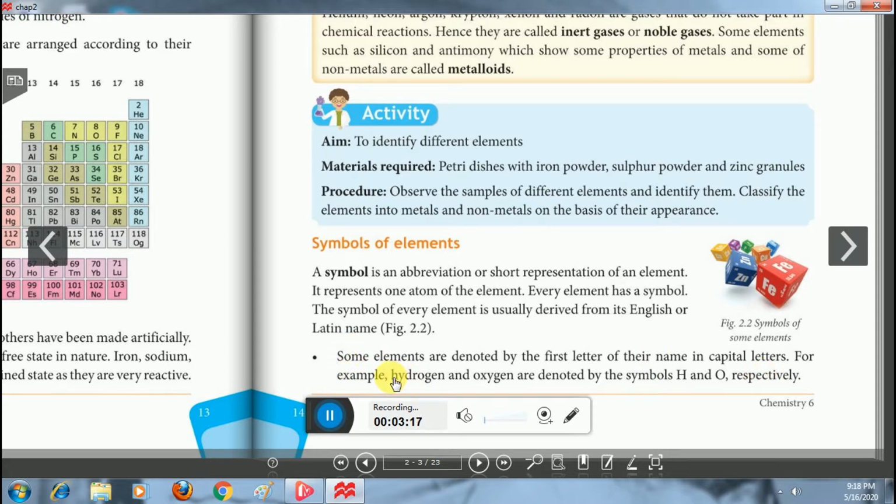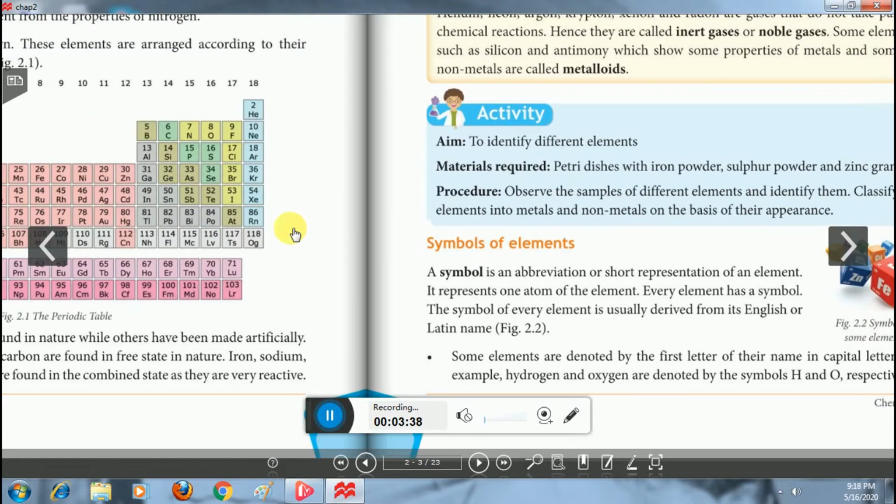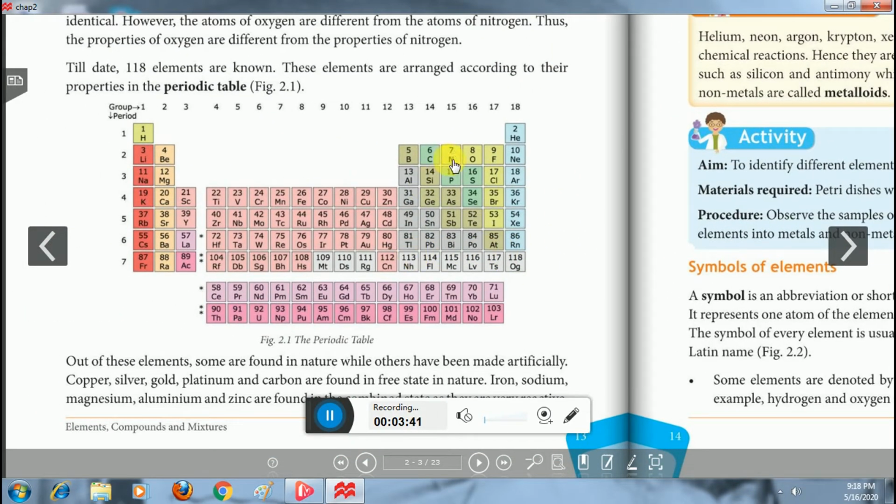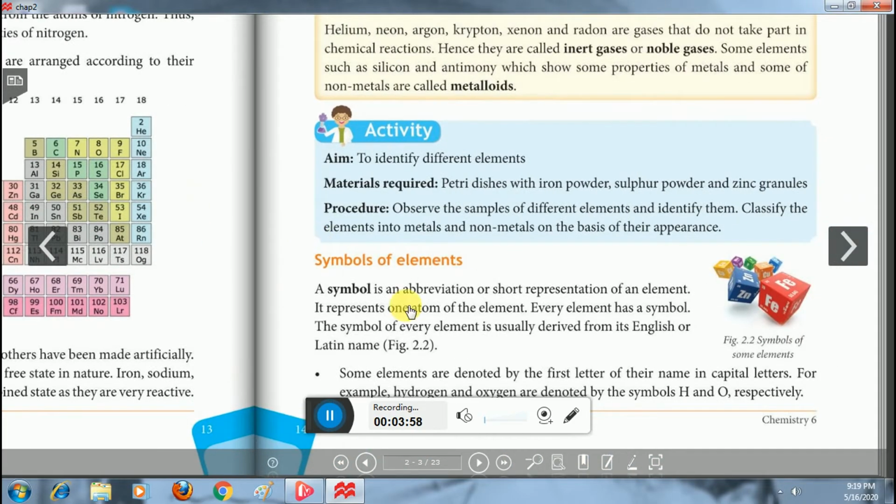For example, hydrogen. The name starts with H and the symbol is H. Oxygen starts with O, so the abbreviation or symbol of oxygen is O. Similarly, nitrogen starts with N, so the symbol is N. Fluorine starts with F, so the symbol of fluorine is F. Phosphorus starts with P, and the symbol of phosphorus is P.